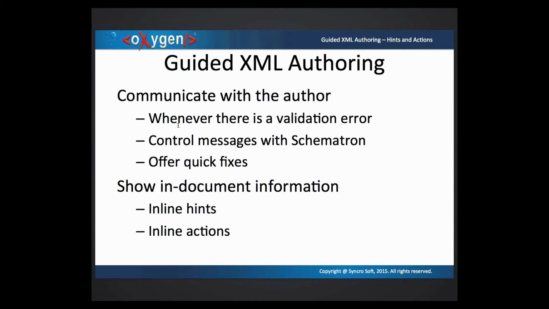So whenever there is a validation error, when the structure is wrong, you get a message. And with the Schematron validation, the schema developer can control that message. So you can provide a tuned message that the user will actually understand. And quick fixes, which we'll present in the afternoon, will also help either to correct a generic error or, for the Schematron case, to write a small script within the Schematron schema that will implement an action to fix that problem.